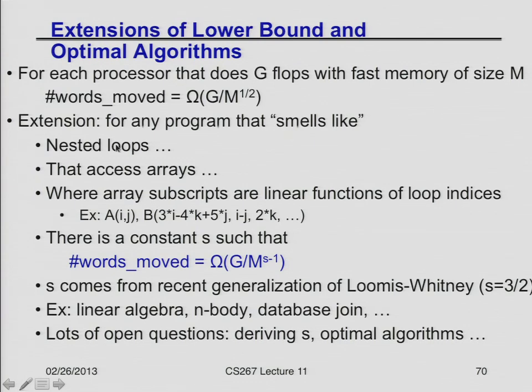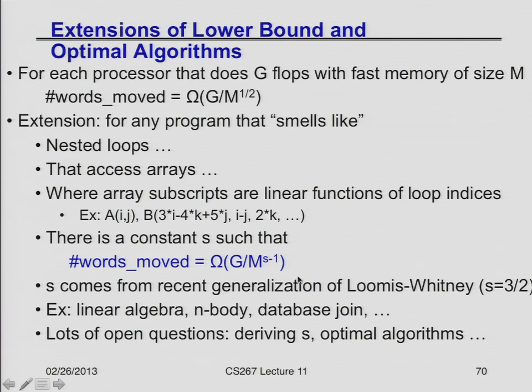It turns out that for any program that looks like nested loops, not necessarily three as in matrix multiply, as many as you like, and that accesses arrays, not necessarily A, B, and C, as many arrays as you like, and where all I'm going to assume is that the array subscripts are linear functions of the loop indices, so they don't have to be A sub i, j, they could be 3i minus 4k plus 5j, anything you like, just linear combinations, then there's a magic constant s, so that the number of words moved in that algorithm is however many inner loop iterations you do, divided by m to that magic power. For matrix multiply, s is 3/2, so you get m to the 1/2.